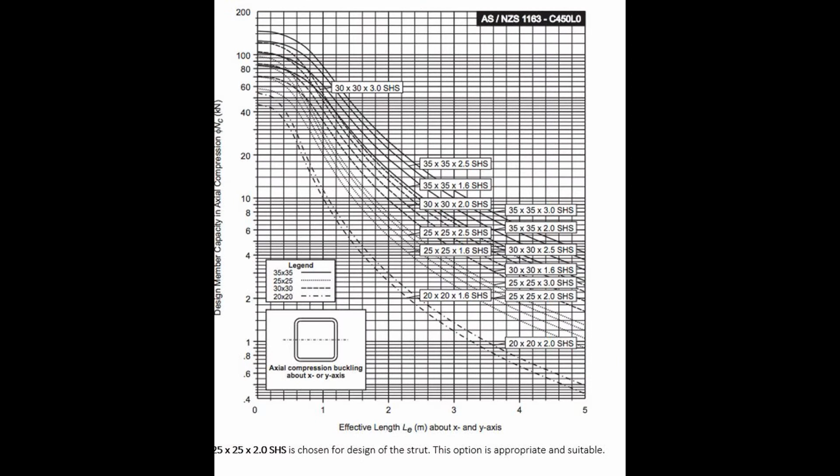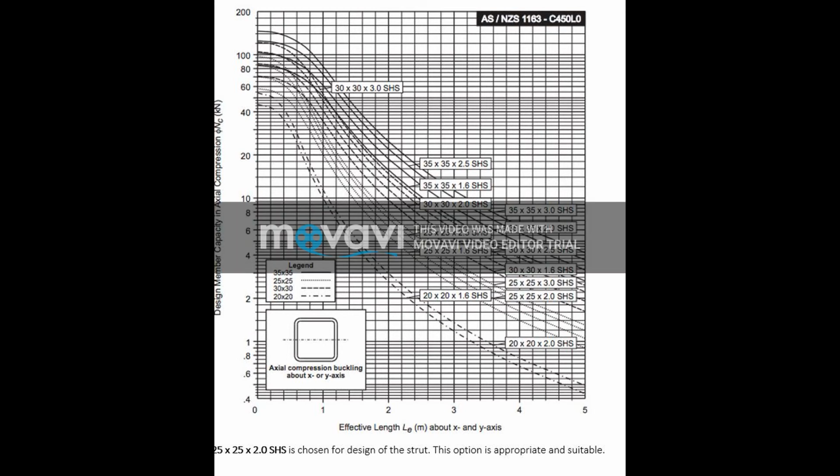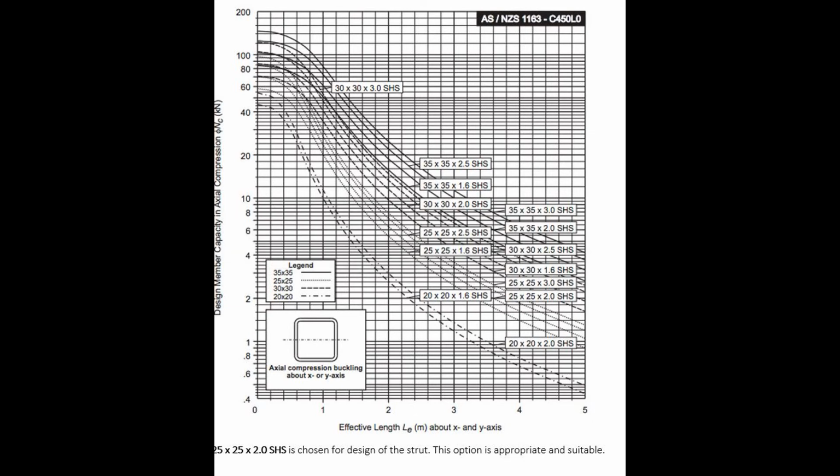We find that this rectangular hollow section is suitable and go with it. Then for the designing of the strut member, we use the square hollow sections. Using the charts from the attached workbook, we find the square hollow section 25 by 25 by 2 is most suitable for our strut. This option is appropriate and suitable.